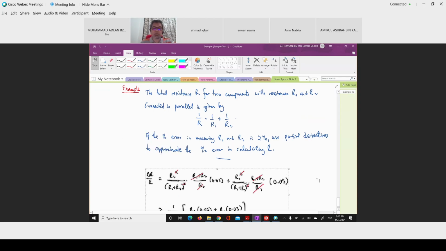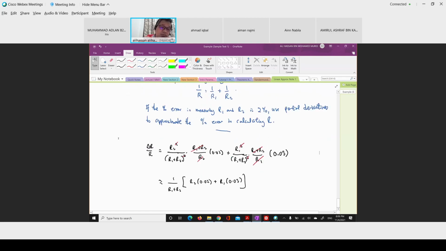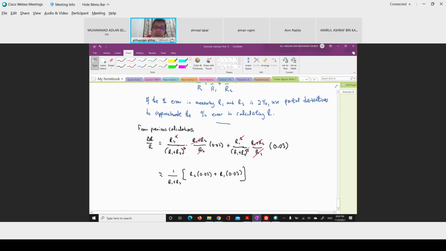Okay, so from previous calculations, I will not repeat the calculations here. From previous calculation, this is the result. But now both percentage error in measuring R1 and R2 is 2%. So here we have 0.02.